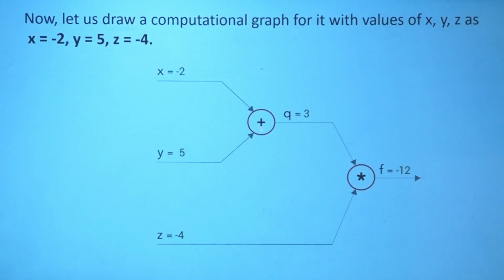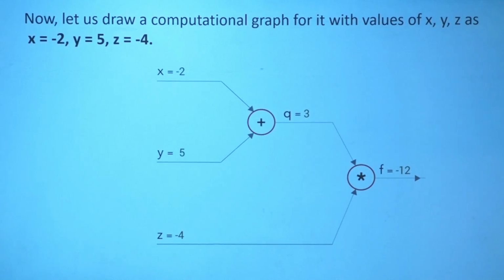So this q is the addition of x and y, so the value you got is 3. We are moving from left to right. And now, with the addition of this z, this f is defined as the multiplication of q and z. So with the q value which we obtained from x and y, which was calculated just before, and the initial value of this z, we are getting the value -12.